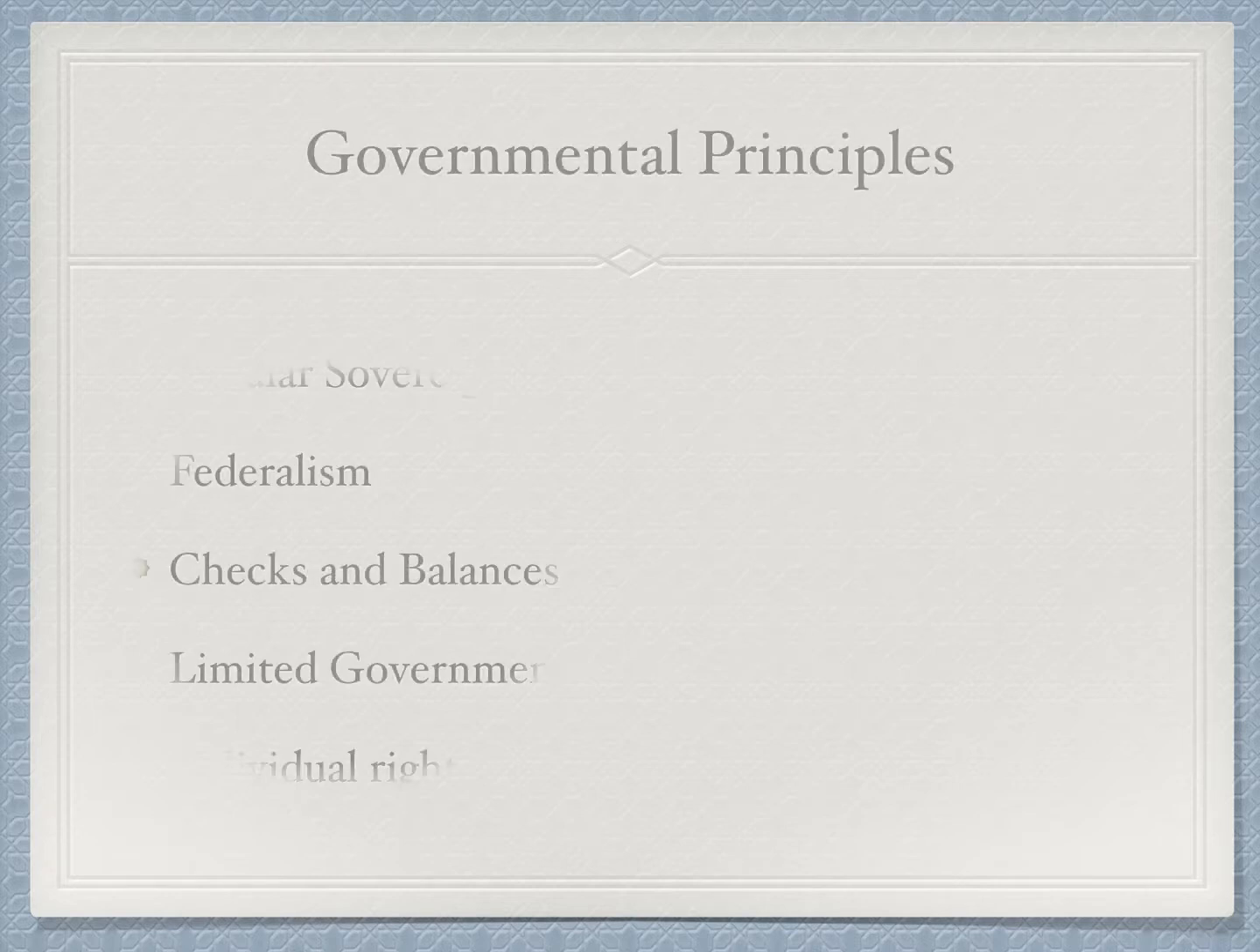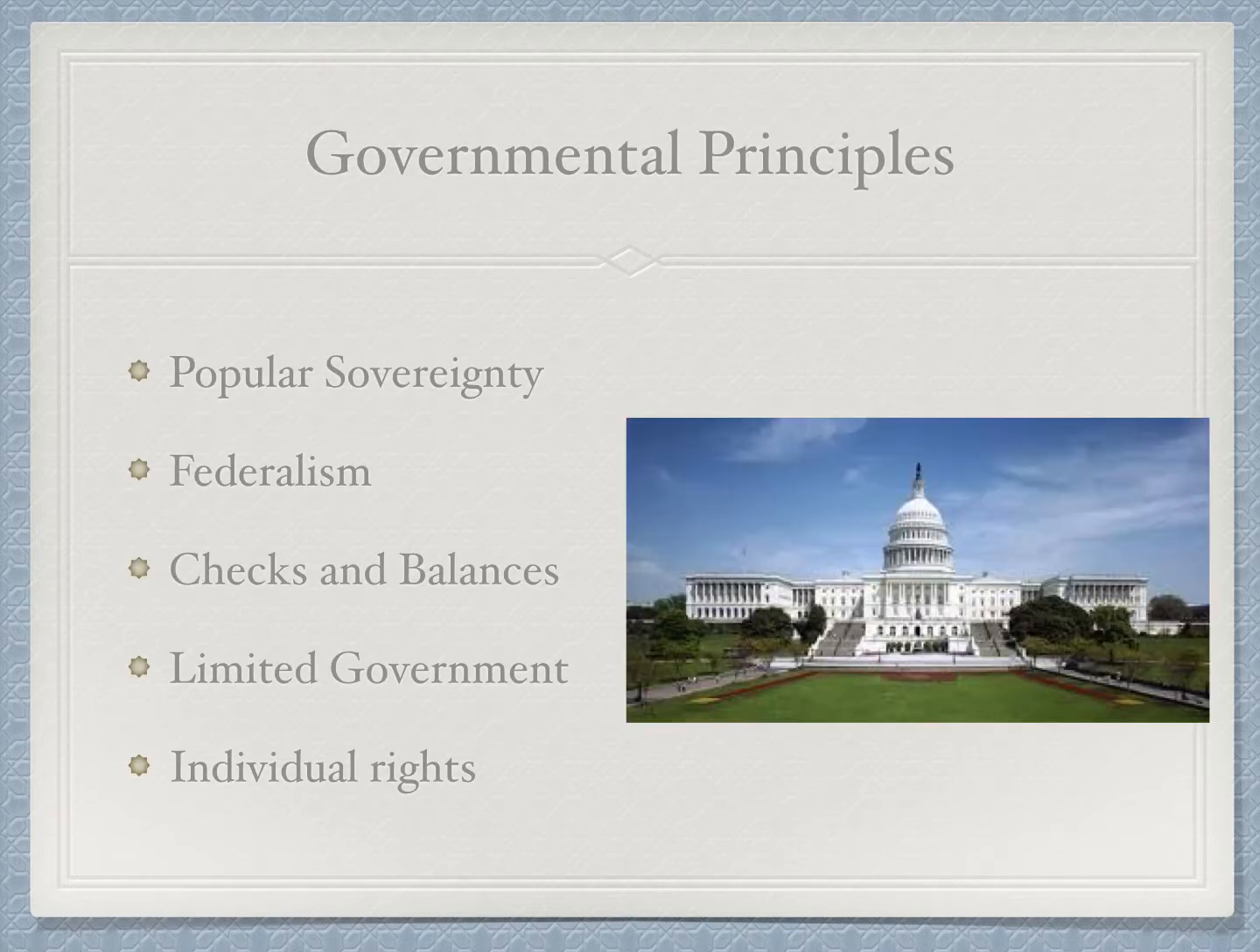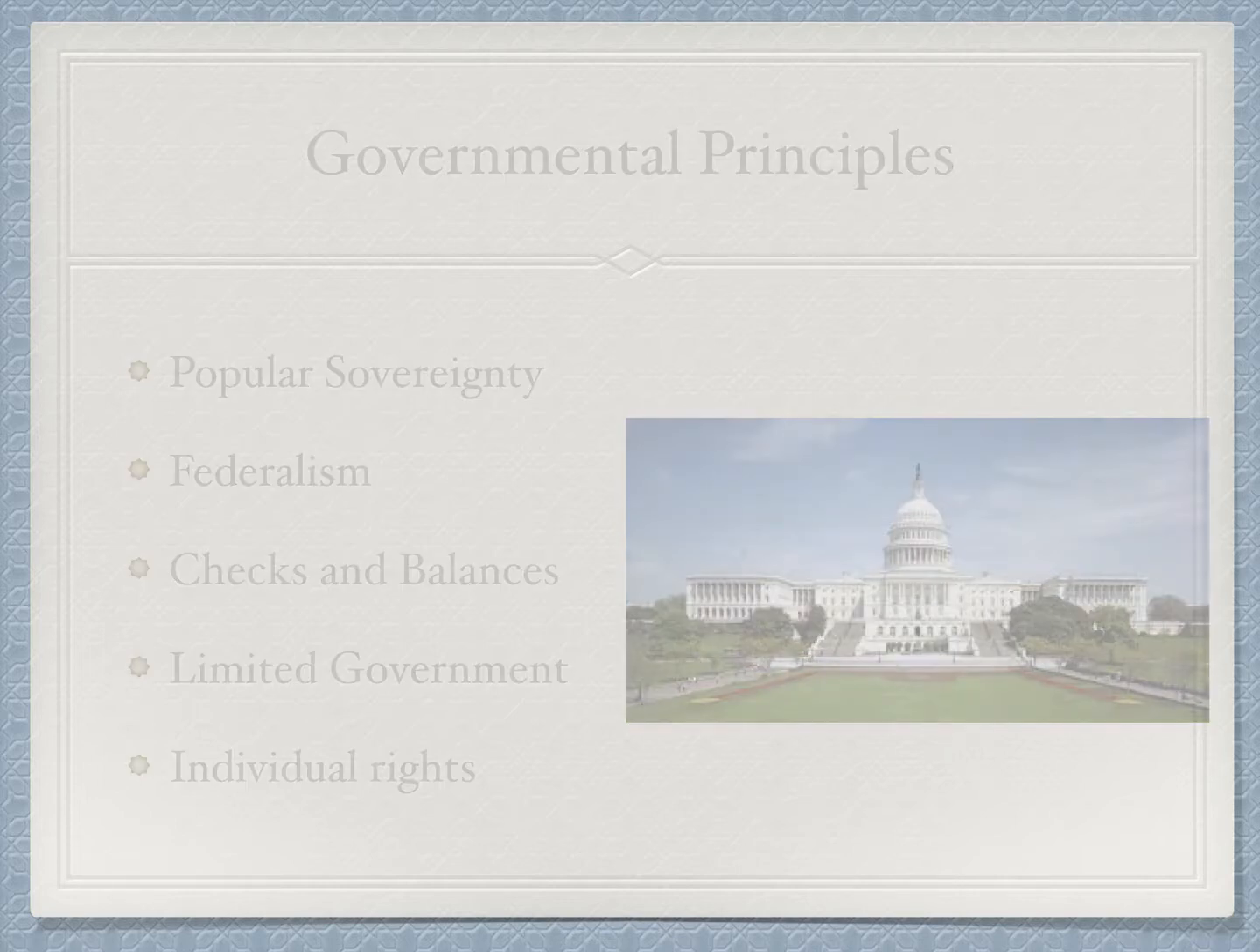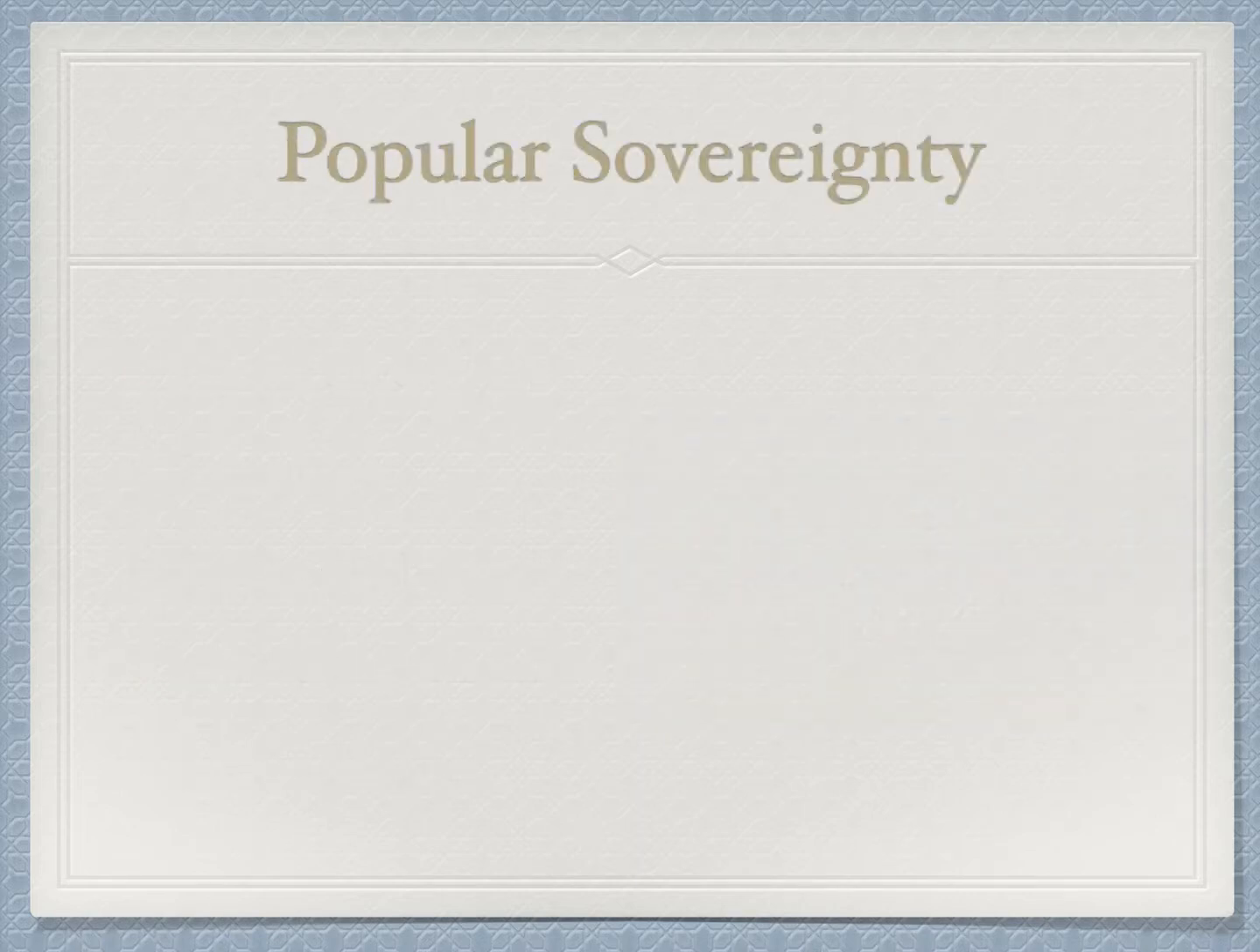Governmental Principles. In order to have a stable form of government, you need these 5 essential principles. They are popular sovereignty, federalism, checks and balances, limited government, and individual rights. Popular sovereignty.